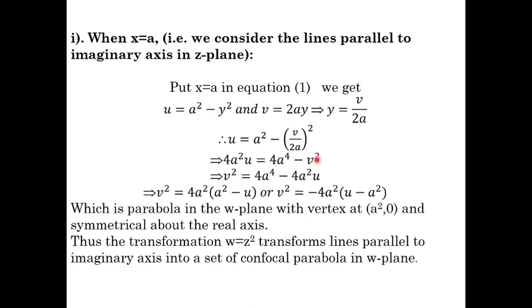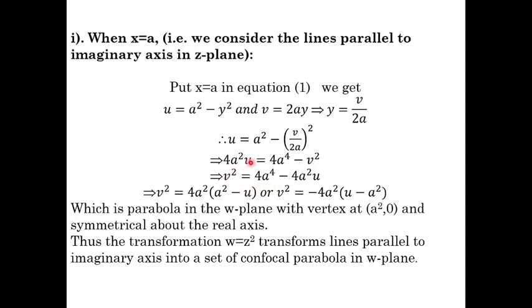Rearrange the equation. When we rearrange this equation, we can write v² = 4a⁴ - 4a²u, because we have to write it in the standard form. Standard form means it may be a straight line, circle, parabola, ellipse or hyperbola. Now this looks like which one? Parabola form. We know the parabola equation. What is the parabola equation? (y - b)² = 4a(x - a) form. Otherwise, (x - a)² = 4a(y - b) form.